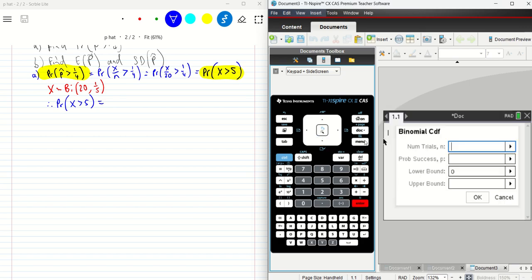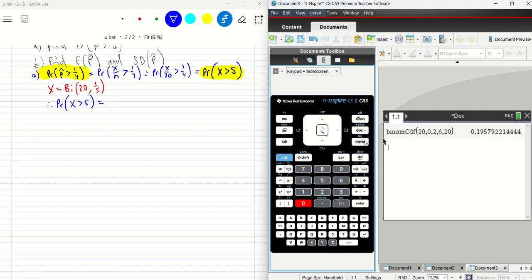Okay, so we go binomial CDF and we enter in the number of trials. What was the probability of success? 1/5, otherwise known as 0.2. Our lower bound, well, we want x to be greater than 5. It's not equal to 5. And because this is a discrete random variable, we need to start at 6. Okay, so we go 6. What's the upper bound? Well, the most that it could possibly be is 20 deer. Okay, so from 6 to 20 deer is what we're after with all those probabilities. And so our answer is, let's do 3 decimal places, 0.196. And so that's how we do it.